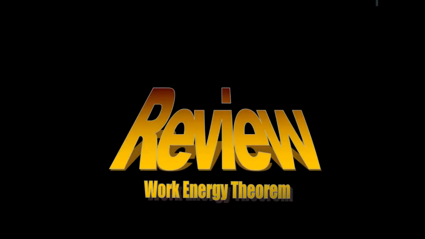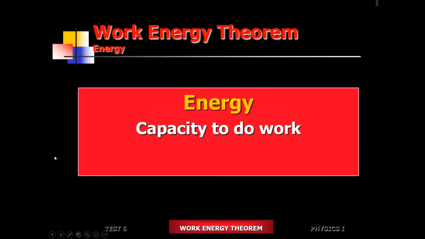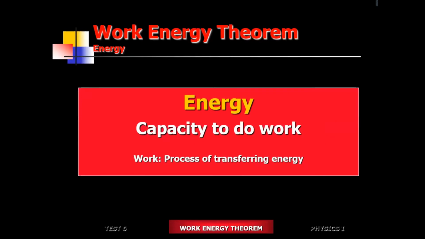All right, quick review of the sort of stuff you will need. All right, so the definition of work. Energy means capacity to do work. And whenever you do work, you transfer energy, right? So work is a process of transferring energy. So energy means capacity to do work. And then when you do work, you process energy. So it's a process of transferring energy.